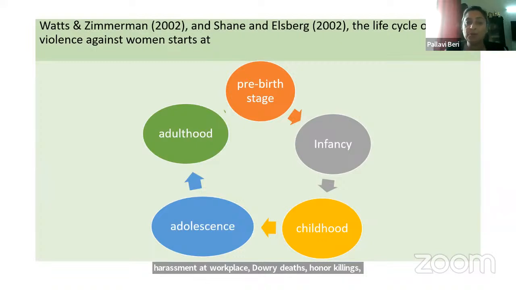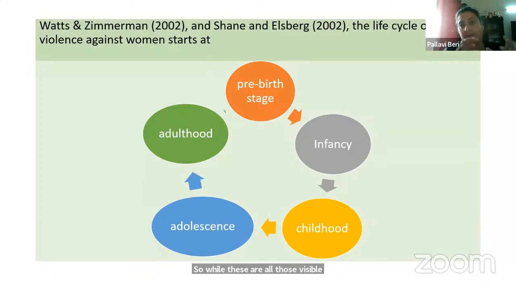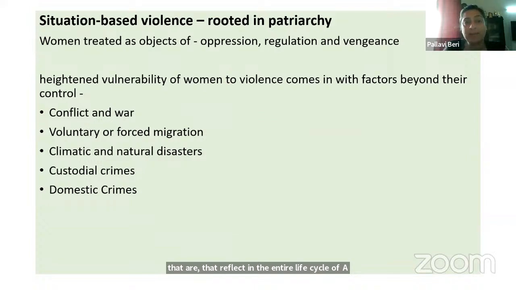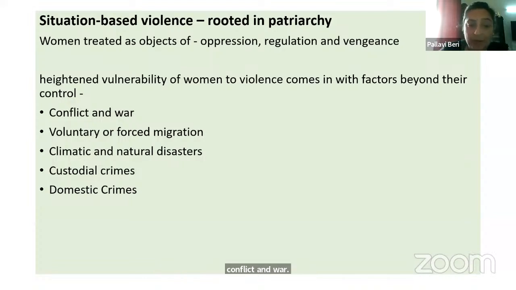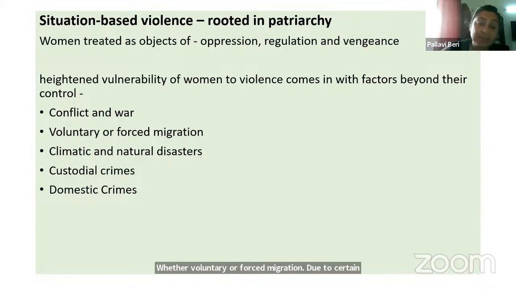So while these are the visible forms of violence that reflect in the entire life cycle of women, there are certain situation-based forms of violence that also exist. Here, women are treated as objects of oppression, regulation, and vengeance, particularly in areas of conflict and war, whether voluntary or forced migration, due to certain climatic and natural disasters. Then there are custodial crimes that exist, and then there are domestic crimes.